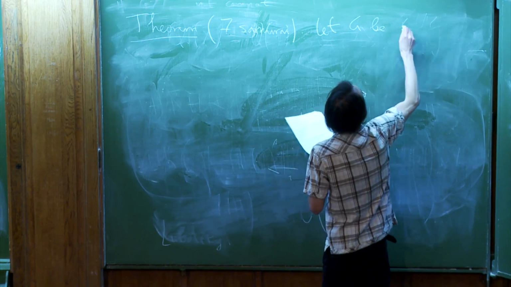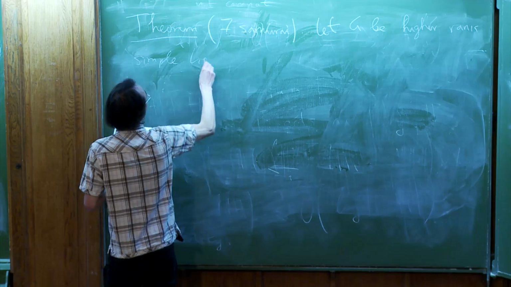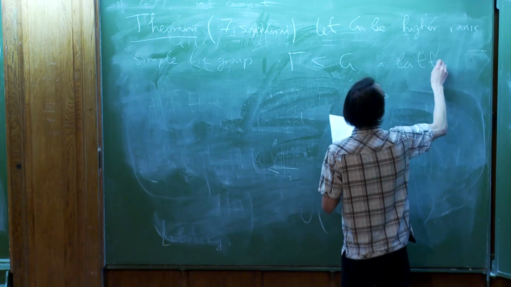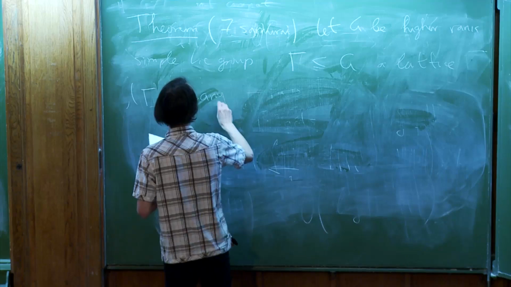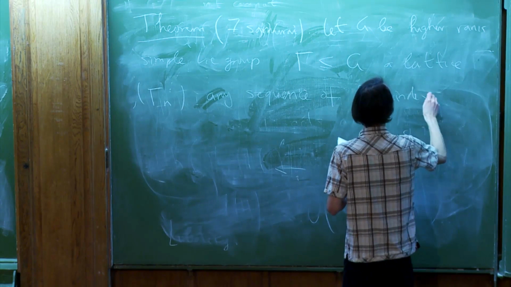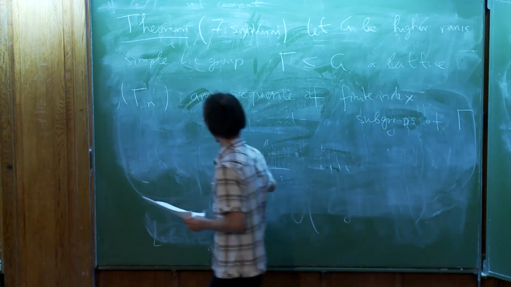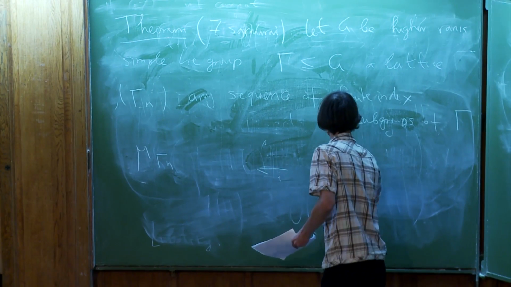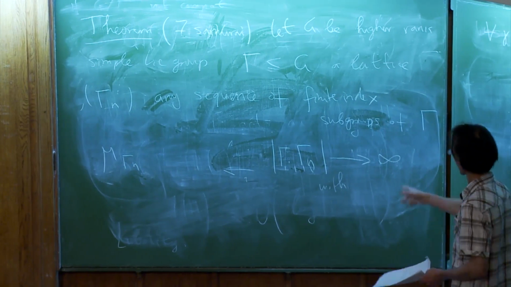So if G is a high rank simple Lie group, and you take any lattice gamma, and then you take gamma n any sequence of finite index subgroups of gamma, and then I define mu gamma n, and I want it to be an infinite sequence, so I want the index to tend to infinity.